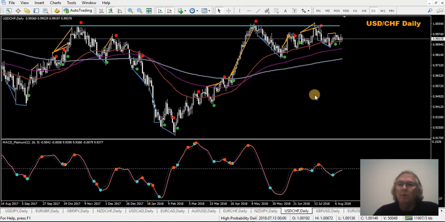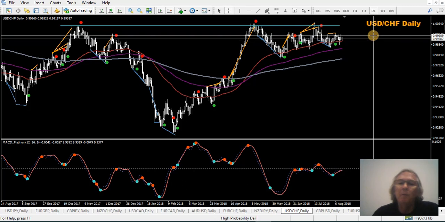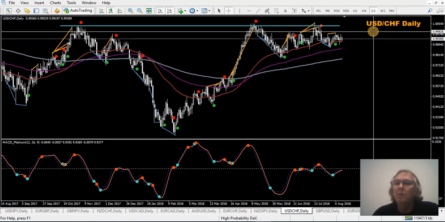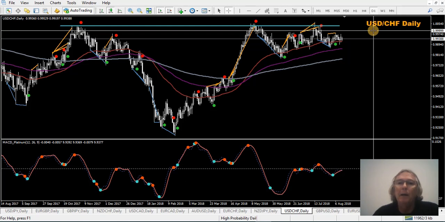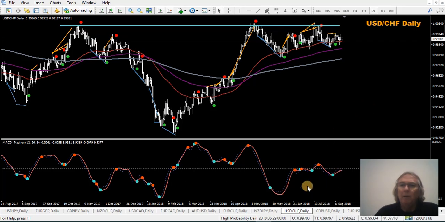USD Swiss franc, in nothing at the moment. Still got this high level up here, and as I've been going on about, we're near parity. I think I mentioned on the Mod MACD charts, parity is where $1 equals 1 Swiss franc, about there. That's 0.9999 there. So that's about parity, which is a problem area. Big number, big number. So we're not in a trade at the moment on the Swiss franc.